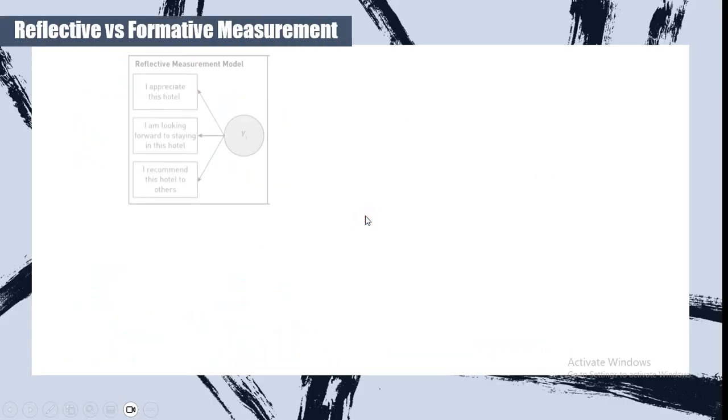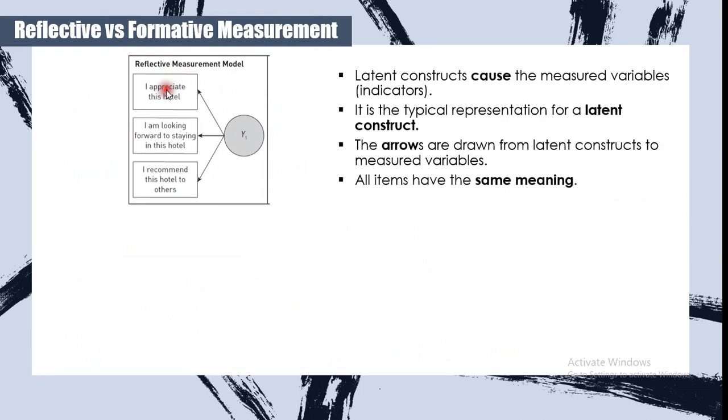Now the difference between reflective and formative measurement, or reflective and formative models. In the reflective model, here you can see the latent construct. The latent construct causes the measured variables. Here you can see the three measurement variables, and the arrow is drawn from the construct to the items. So that's why we say that the construct actually causes the items.